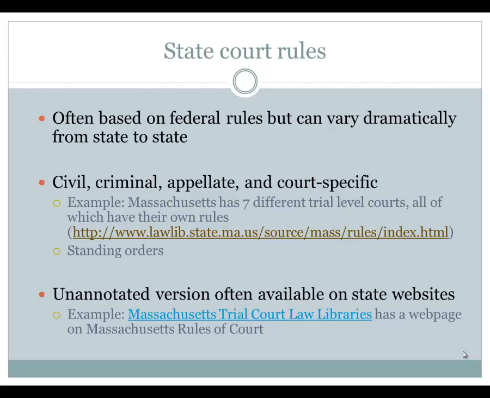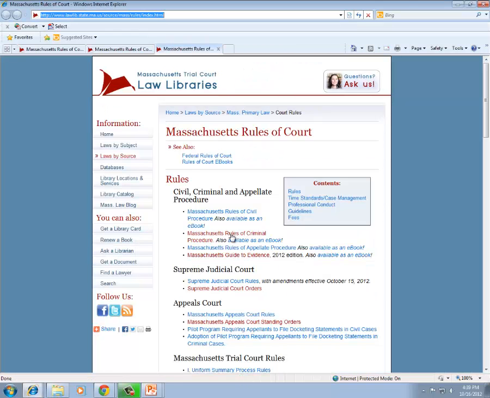Let's use Massachusetts as our example. Massachusetts has 7 different trial level courts. All of them have their own rules. The Massachusetts Trial Court Law Library's website has links to all of the Massachusetts rules of court.